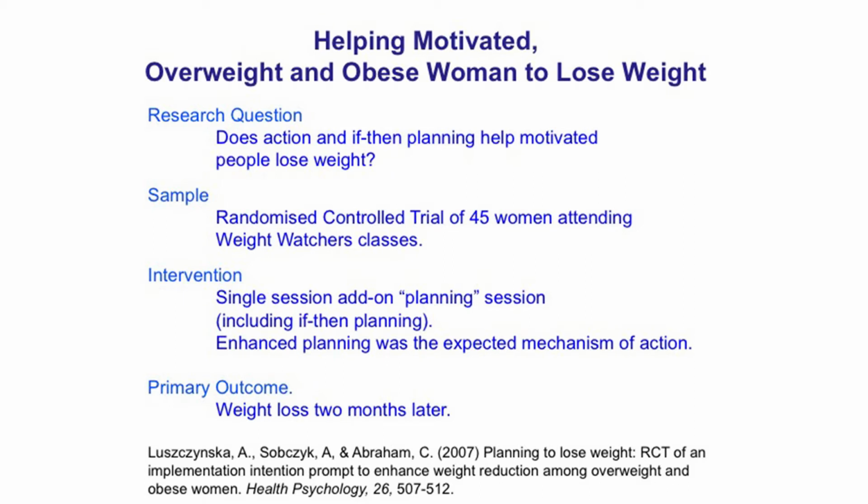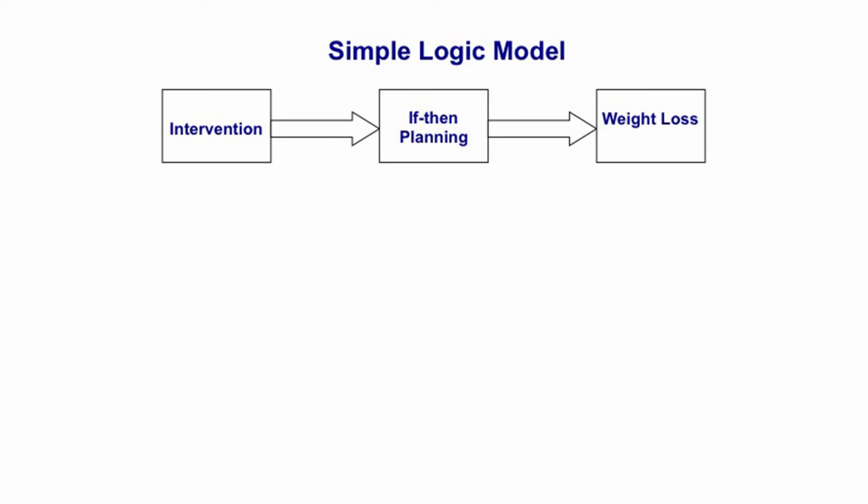So if this thing happens, this is what I'll do. Very simple planning. And we randomly assigned them to having one extra session on how to make such plans. And the question was, would this extra session help them lose weight? Now in this case, the logic model is very simple. The logic model is that if-then planning will change their eating behaviour and lead to weight loss.